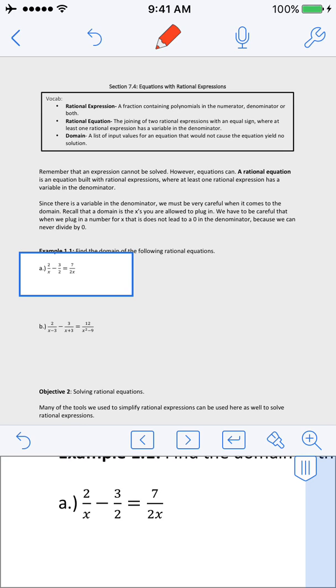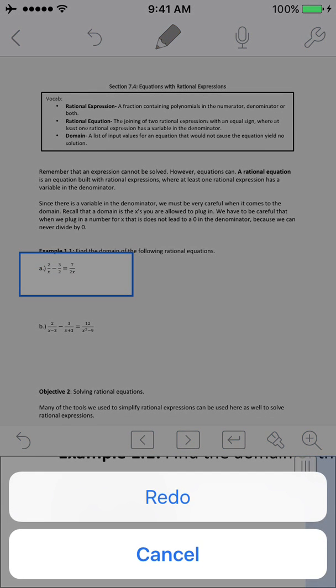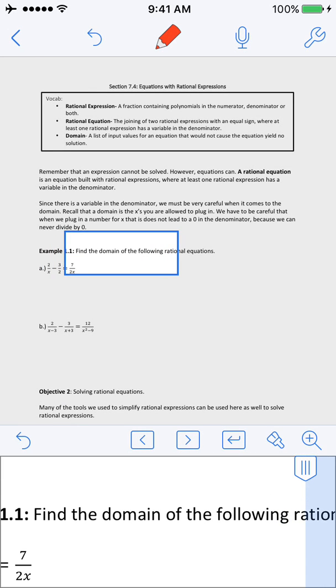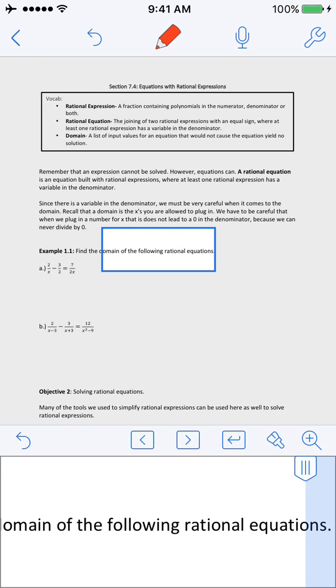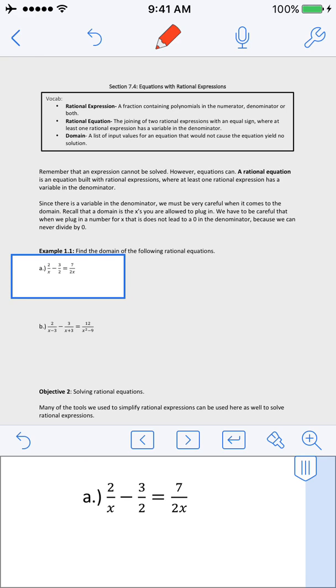Because it's all fractions, we have to worry about the domain. Remember way back in section 7.1, we were talking about the domain, because it's very important not to have these bottom guys equal 0. None of those can equal 0. If they do, it doesn't make sense anymore. So if any of our x's were to equal 0, that would be a problem. Let's see if we can find the domain of this rational equation.